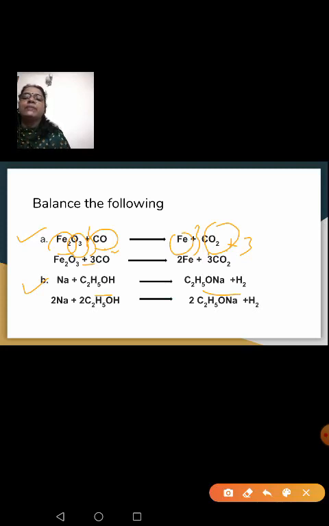So automatically what happens? C2H5 is also increasing. So I'll have to put a 2 there so that my C2H5 also increases, and here sodium is increasing by 2, so that I have to show here. So when you count the number of atoms, it becomes equal and it is a balanced equation. Please try these two equations by writing them in your notebook and practice, and then you check your answer with what is given to you.